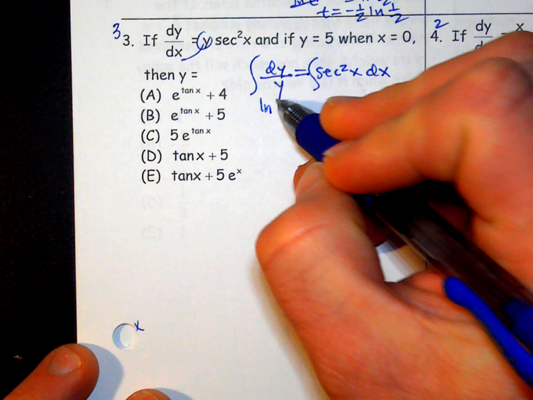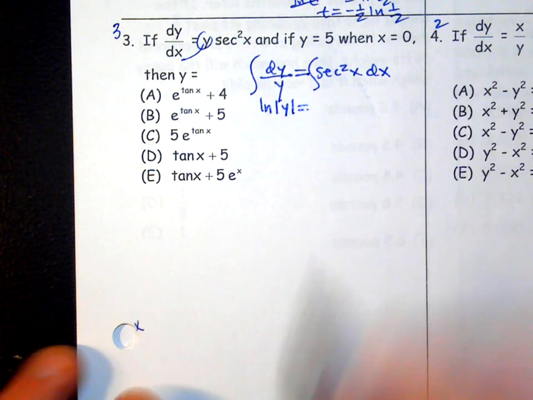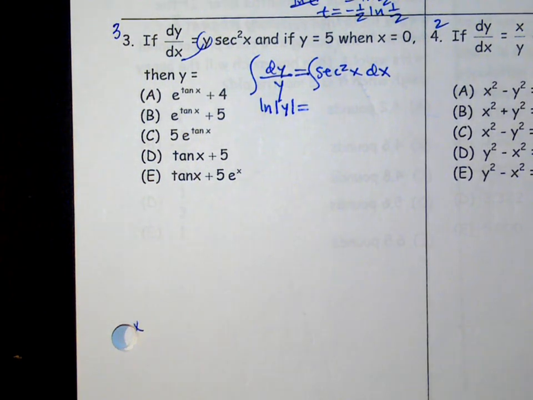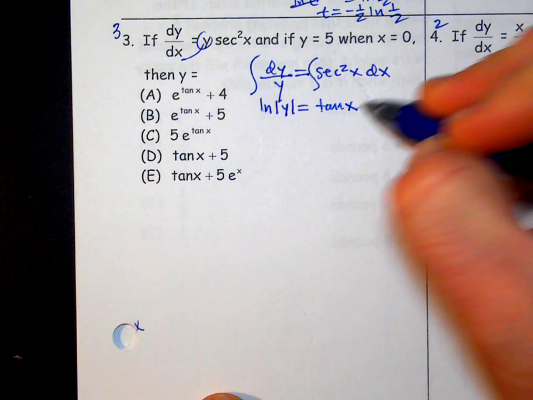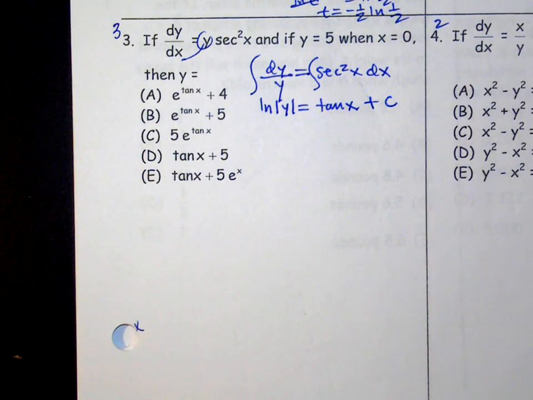Integrate both sides. Natural log of the absolute value of y. What do you take the derivative of that gives you secant squared? That is one of the ones you guys should know. Tangent x plus c. You need plus c.